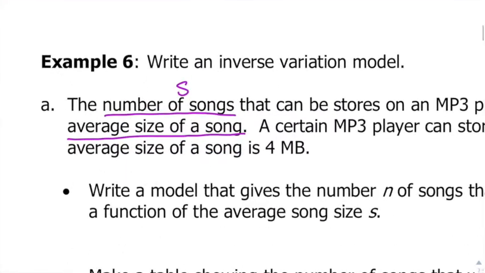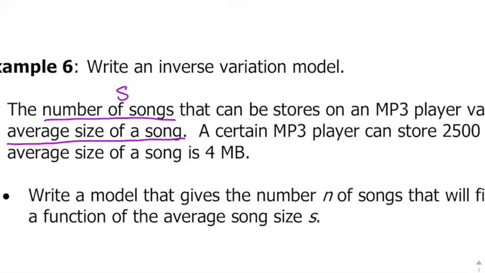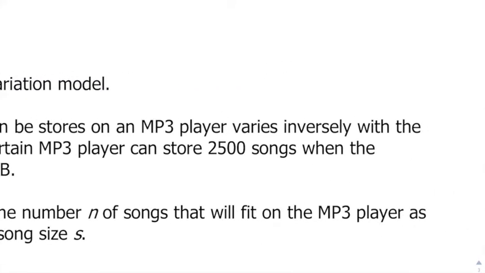So you have the number of songs as one variable. The size of the song will be another variable. Obviously, I don't want to use S twice, so I'm going to put M because I think they're going to give me megabytes in a second. So we'll just do M for that. So it's going to look like this. It's usually whatever the first thing is that comes, it says the number of songs, and then varies inversely.